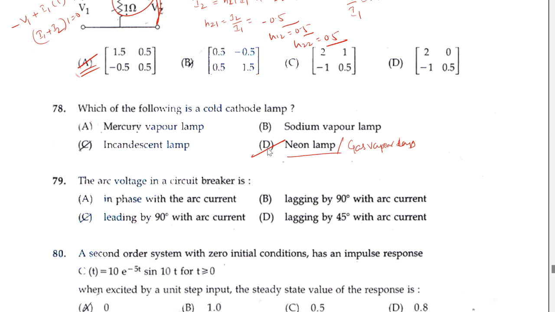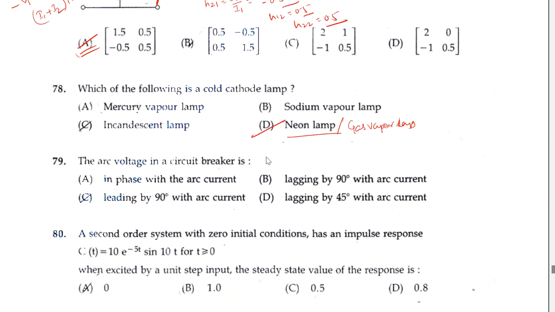The arc voltage in a circuit breaker is such that the arc current also follows it, that means they are in phase. The arc in the circuit breaker has the property of resistance, and in a resistance the voltage and current are in phase. So it is in phase with the arc current, and the answer is A. And what about the power factor? The power factor is unity, 1.